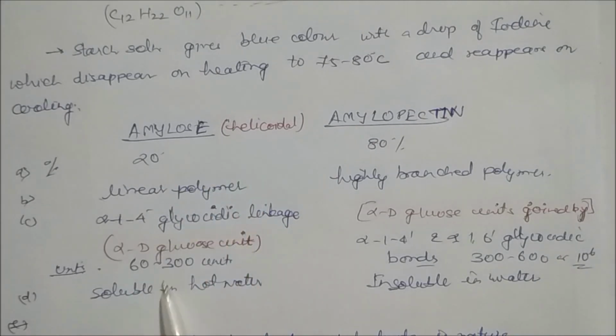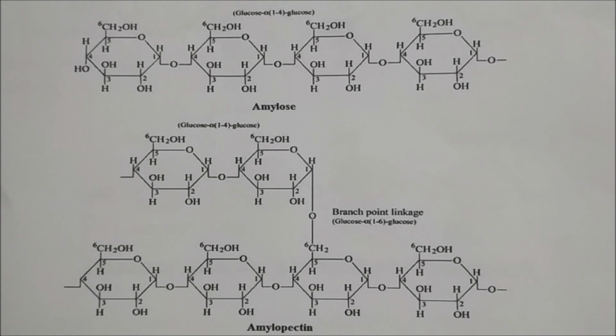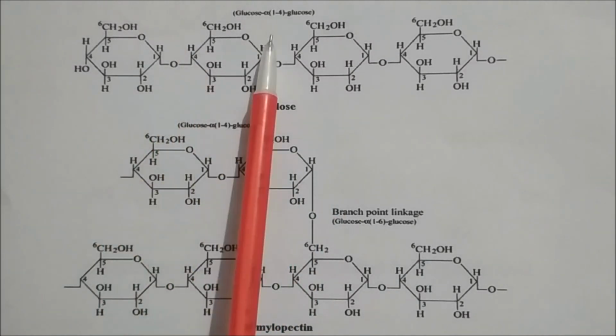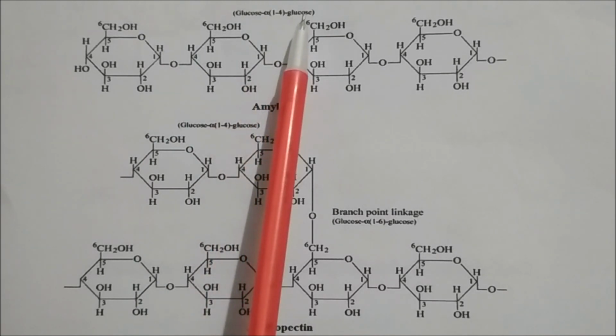It is soluble in hot water. Amylose is soluble in hot water, while amylopectin is insoluble in water. So we will see some of the diagrams of this starch. So this is the diagram of amylose and amylopectin. So in amylose, you can see there is a glucose alpha 1,4 glycosidic linkage there.